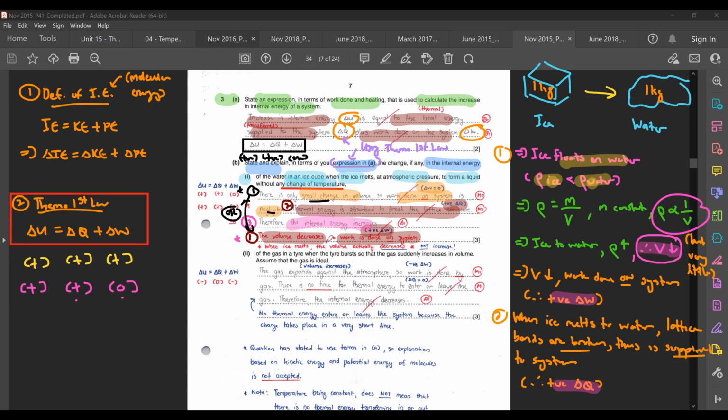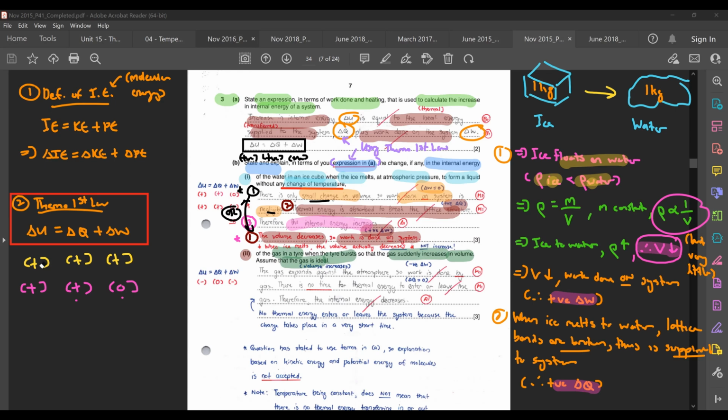Okay, when it comes to explaining the changes in internal energy. Okay, now then after that, if you move on to number 2, what happens to the internal energy of gas in a tire when the tire bursts so that the gas suddenly increases in volume? Assume that the gas is ideal here.